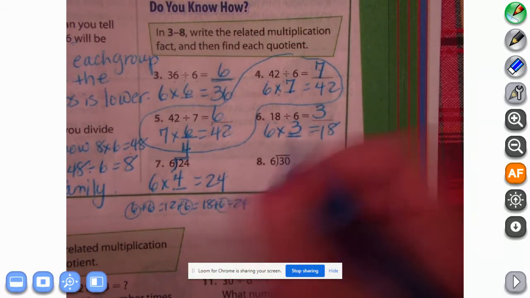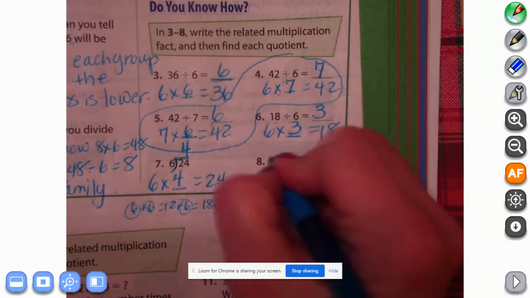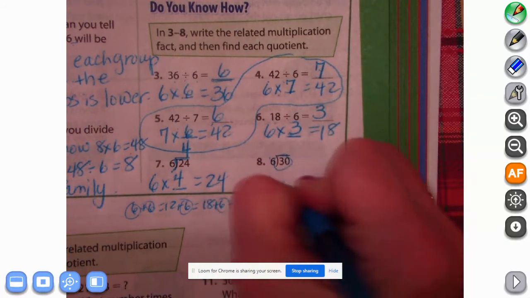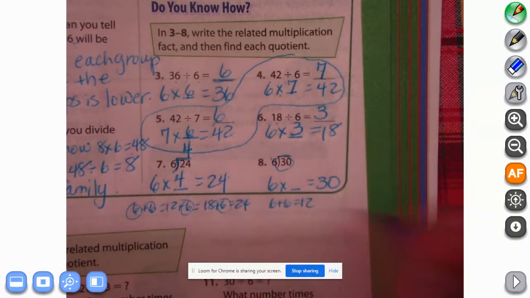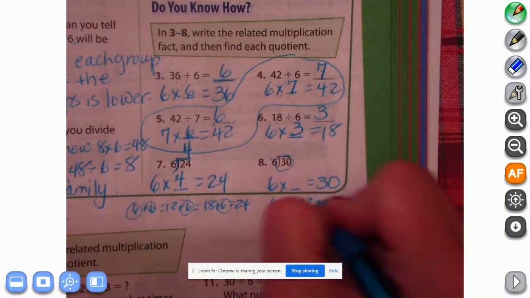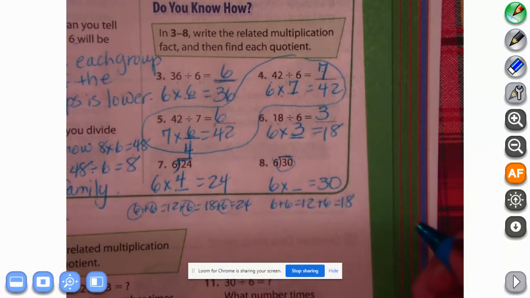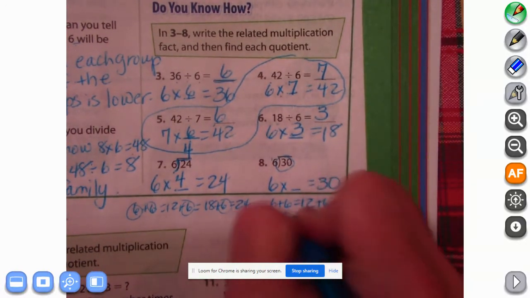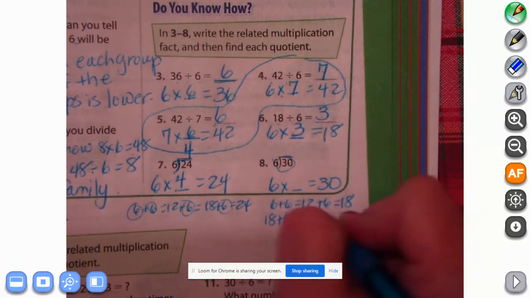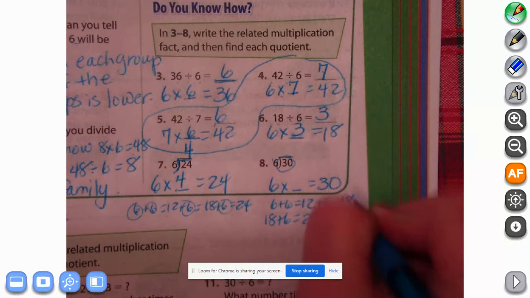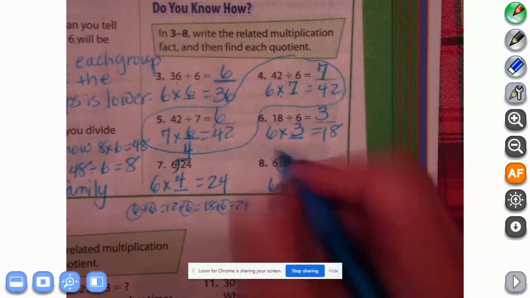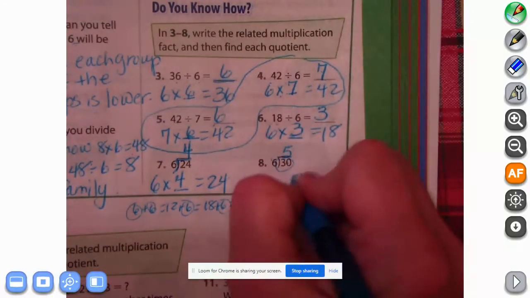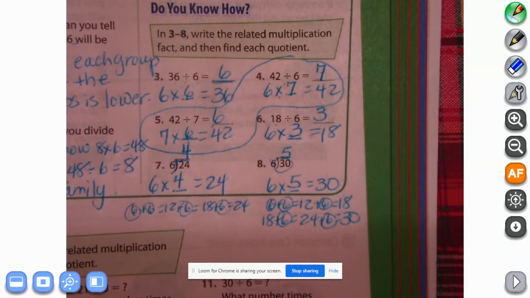30 divided by 6, we always say what's in the house first. 30 divided by 6 is the same as 6 times what equals 30. So if we do 6 plus 6 equals 12, plus 6 equals 18, 18 plus 6 equals 24, plus 6 equals 30, and we're at 30, so that's 1, 2, 3, 4, 5. 5 sixes, 5 groups of 6 will give you 30. All right, go ahead and press pause and get all of this written down.